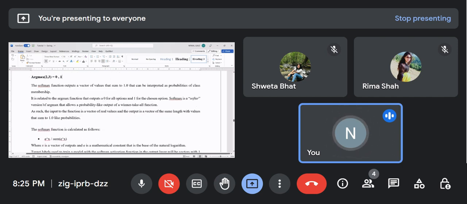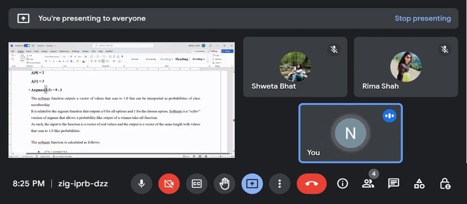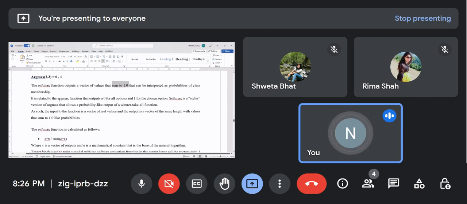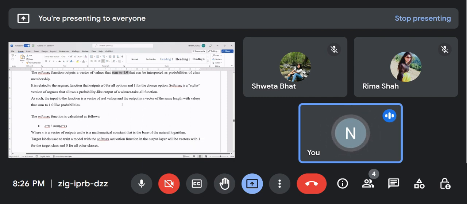So the softmax function is a soft version of argmax. It allows a probability-like output of the winner-take-all. What is the probability that I am getting the result as 2, or the result as 3? And it will sum up to 1. As we already know, probability cannot be greater than 1; probability always lies between 0 and 1. So what is the probability of getting the value as 2, or as 3? This is done with the help of the softmax function.